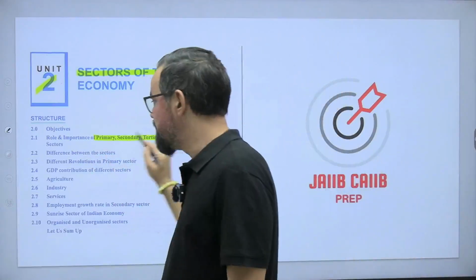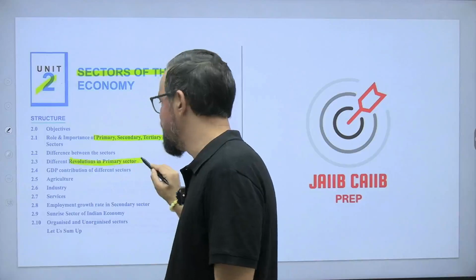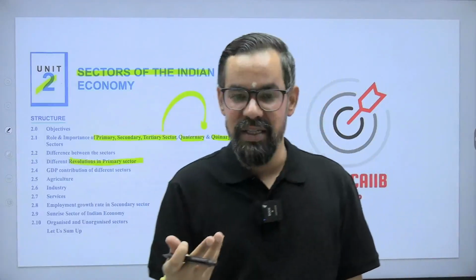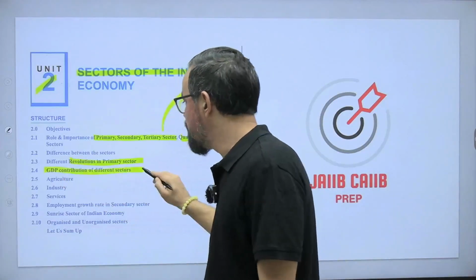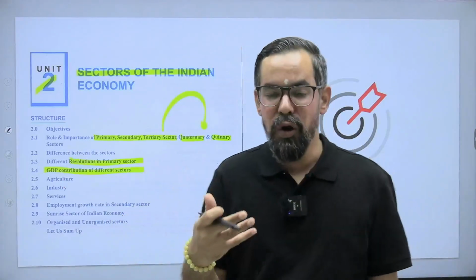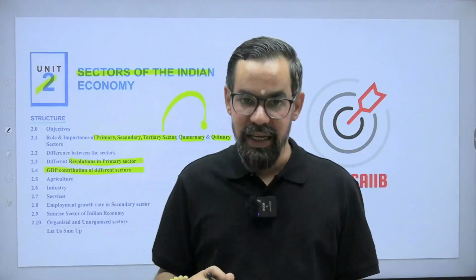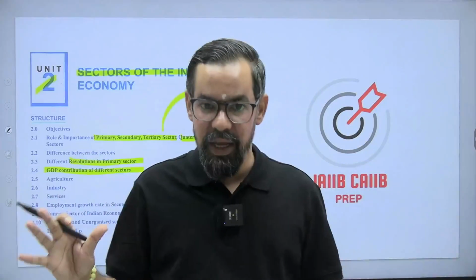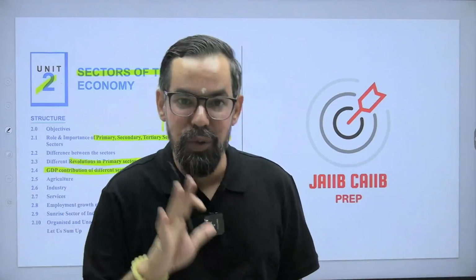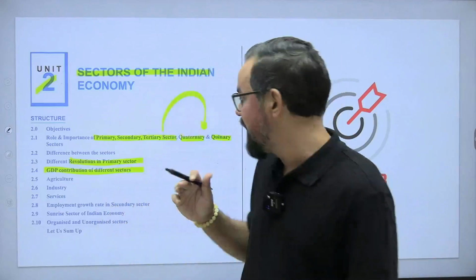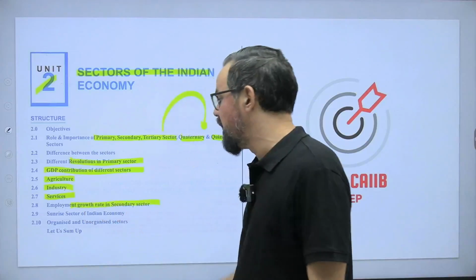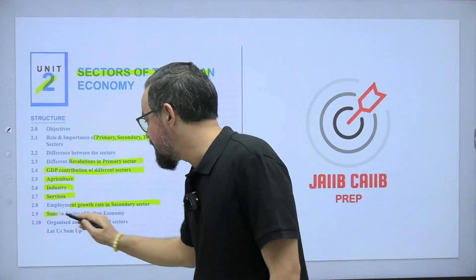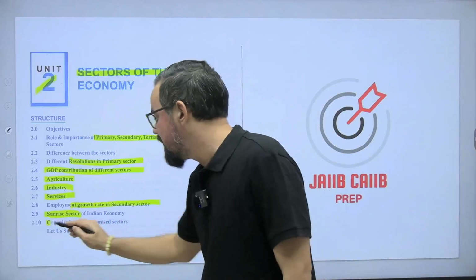Then we have difference between these sectors. Revolution in India. So revolution in India, basically primary sector related like green revolution, white revolution and all, they generally come under this. GDP contribution of different sectors, like maximum contribution is done by tertiary sector, followed by manufacturing, then agriculture. Dependency wise, we have a different game. Maximum dependency on agriculture, primary sector, then secondary, then tertiary, right? We have agriculture, industry and service. Employment growth rate in secondary sector. Then we have sunrise sector, very important one, organized and unorganized sector.